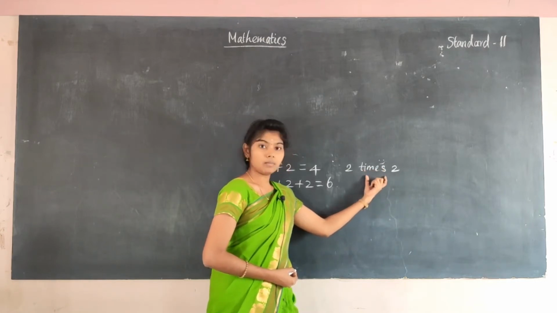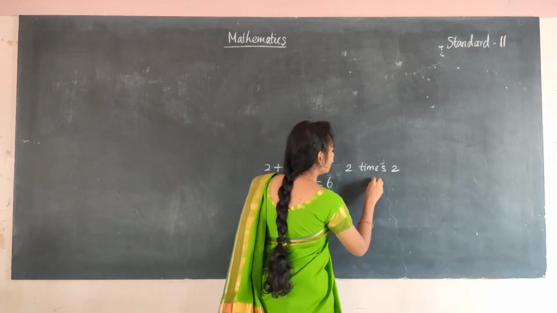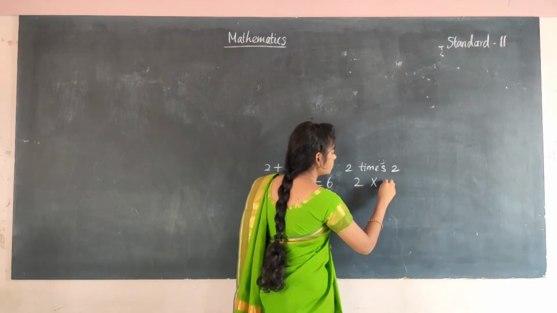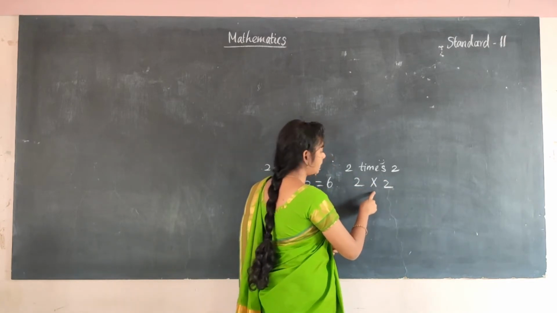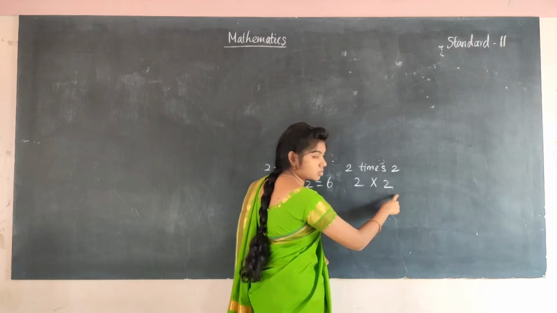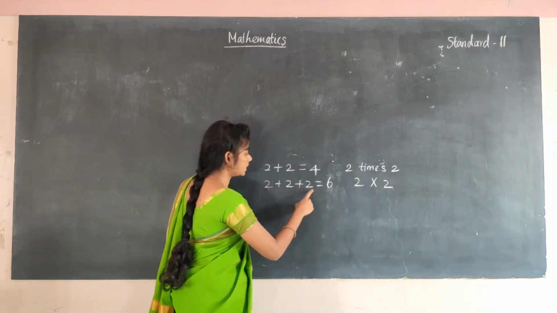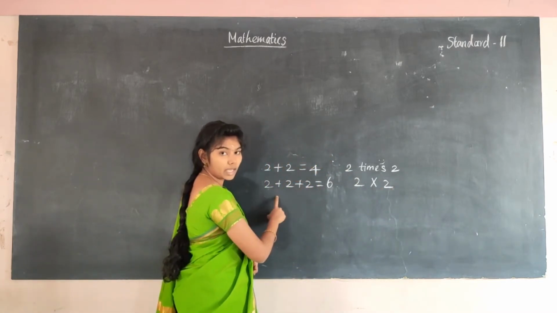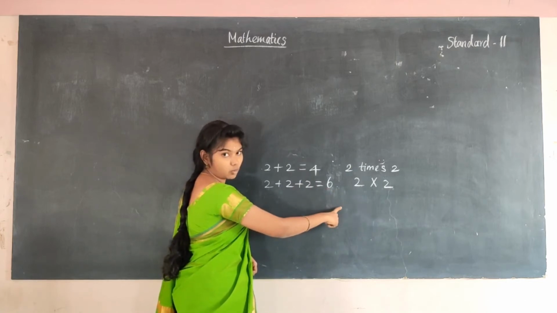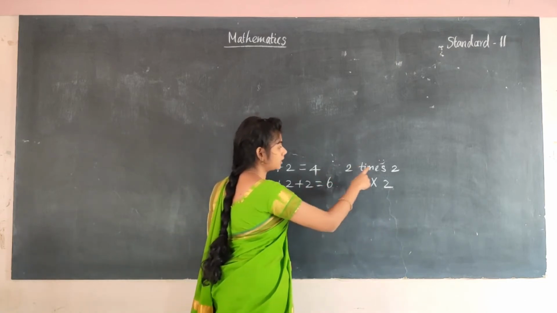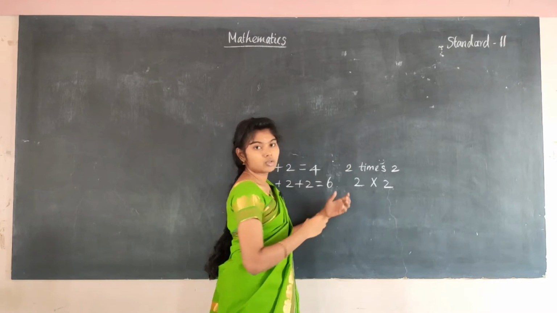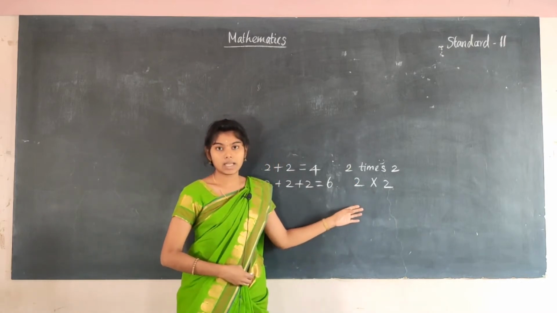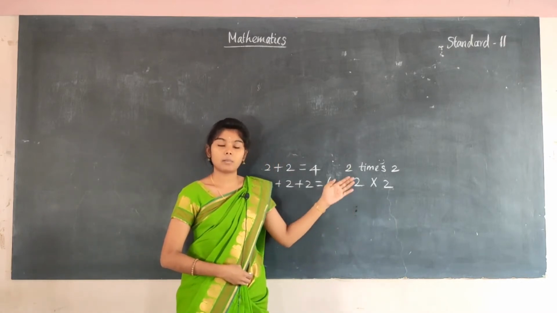And the word times can be written as a cross sign, the capital X. 2 cross 2. And here it is 3 times, so how will you write it? 3 times 2 is equal to 6. So instead of times we can use the cross sign. This is what we learnt in the last class, multiplication as repeated addition.